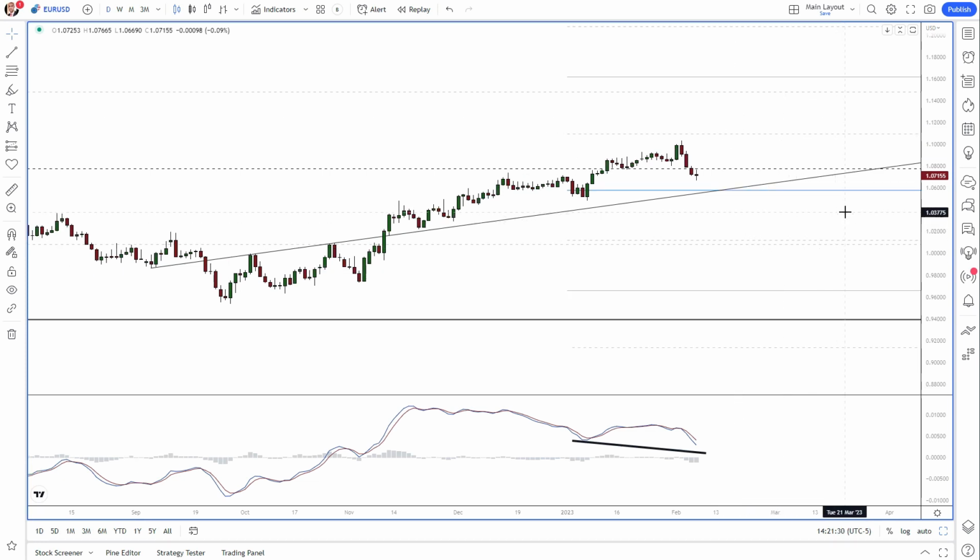So that's it for now. That's my Euro USD analysis.